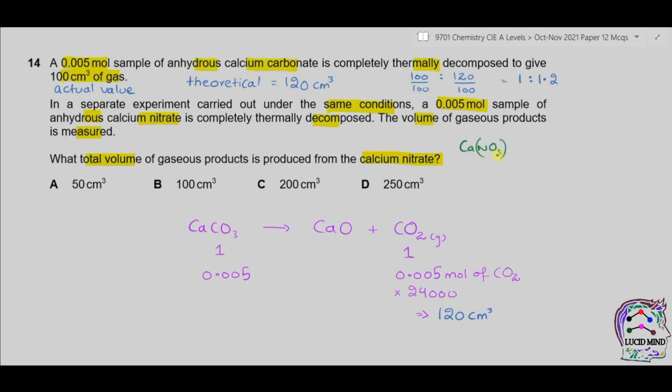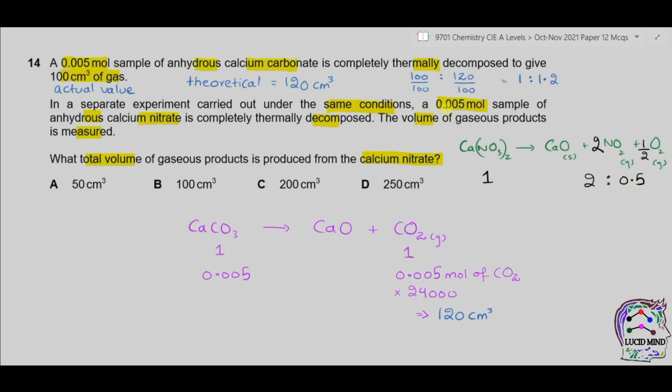Ca(NO3)2. It can be decomposed to form calcium oxide, that is solid. Then we have nitrogen dioxide, that is gas, and oxygen gas. Let's balance this chemical equation. We have 2 nitrogen atoms present on the right-hand side, so we can write 2. And we have 6 oxygen atoms, so 4, 5 and 6. We can do this one as half. Calcium is already balanced. So we can say that 1 mole of calcium nitrate decomposes to give 2 moles of nitrogen dioxide and half moles of oxygen gas.